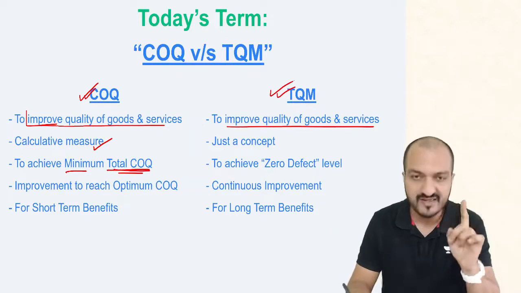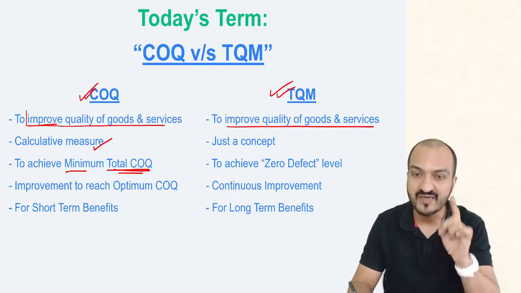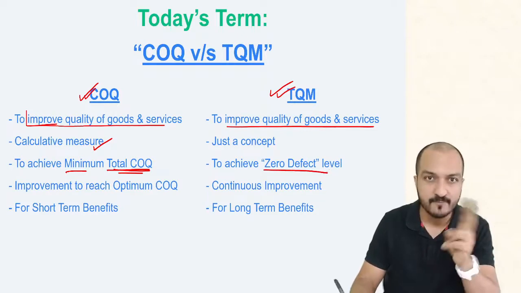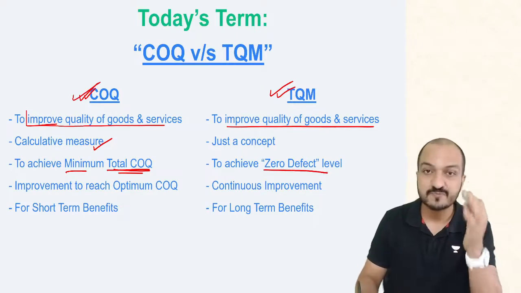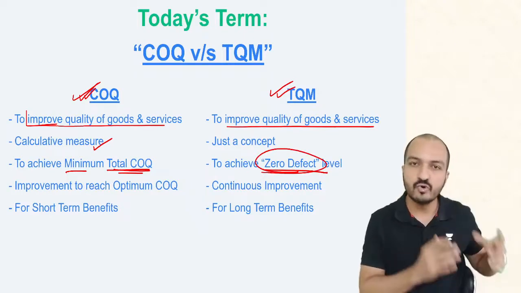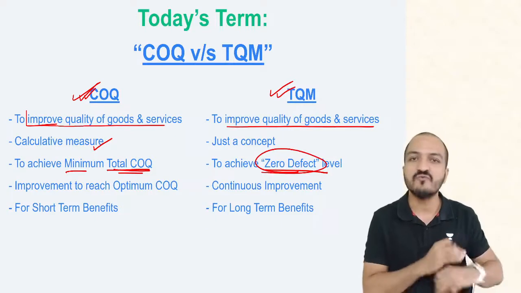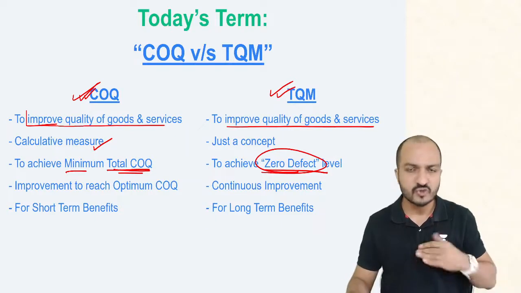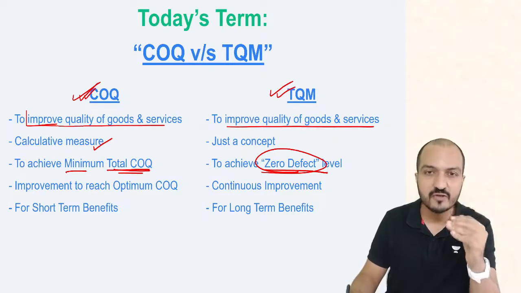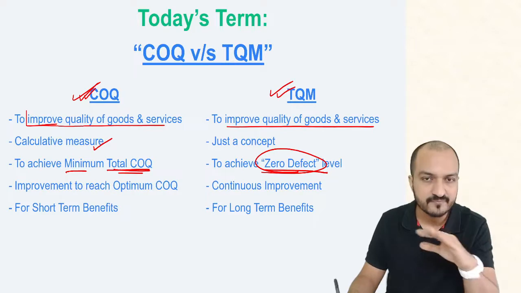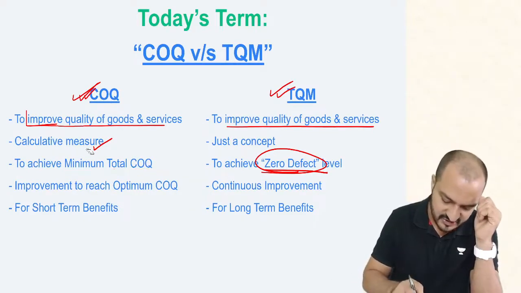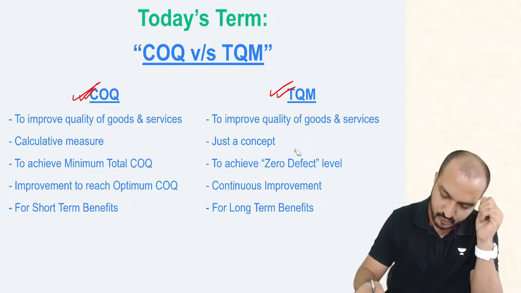TQM, on the other hand, suggests that you try to reach that zero defect level. Now, how are these two approaches different? COQ is specifically suggesting that you don't try to reach zero defect. Why? Because COQ says that reaching zero defect will become very expensive. So it's okay to not reach a zero defect level, because in order to reach it, you will incur excessive cost. Instead of incurring excessive cost to reach zero defect, COQ suggests that you stop improving.